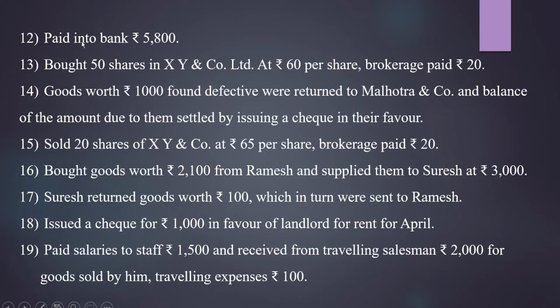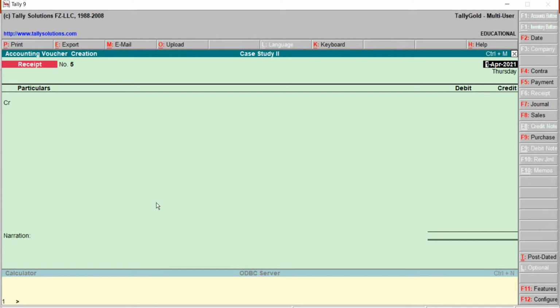Next transaction, paid into bank rupees 5,800. This has to be recorded under the contra voucher. Whenever there is a transaction between cash and cash or bank or cash and bank or bank and cash, in that case we have to do the recording under the voucher, that will be contra voucher and the shortcut key is function key F4. Just click on this one.